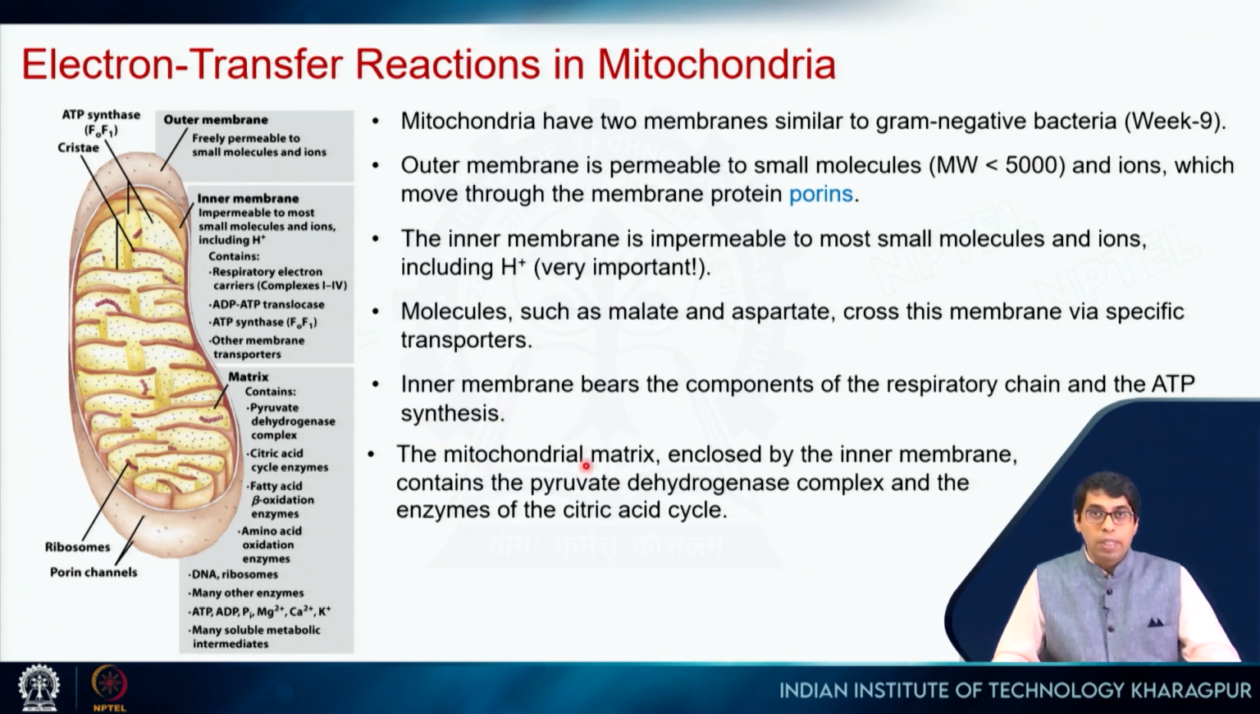The mitochondrial matrix, which is the soluble part inside, is enclosed by the inner membrane and it contains the pyruvate dehydrogenase complex and the enzymes of the citric acid cycle. So, whatever you have seen in the previous slides, they all occur inside this mitochondria.